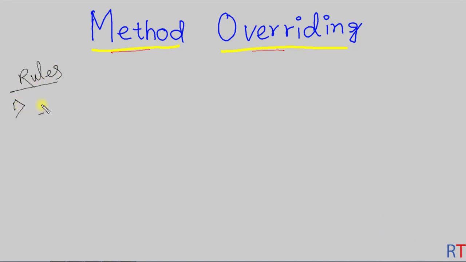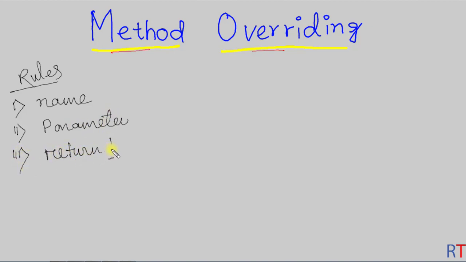Number 1, both of the methods have to have the same name. Number 2, both of the methods have to have the same parameter list. Number 3, the return type of both of the methods has to be the same.